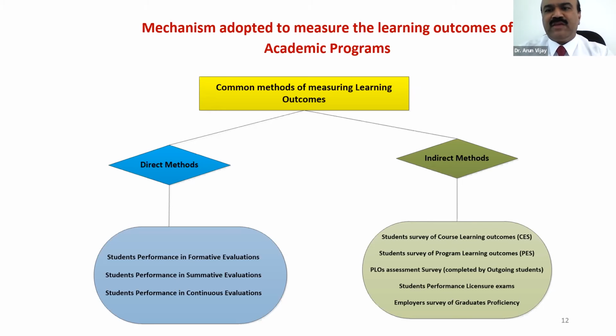For indirect methods, mostly we consider surveys. The assessment of course learning outcomes is captured from the course evaluation survey. We call it a CES. And the program learning outcomes are assessed through the PES. Then there is an exclusive survey called the PLO survey. Directly, program learning outcomes are converted into a survey. Then there is student performance in the licensure exam for a health science program, and employer opinion about the performance of the graduates. So these are the various ways to collect the data for learning outcome.